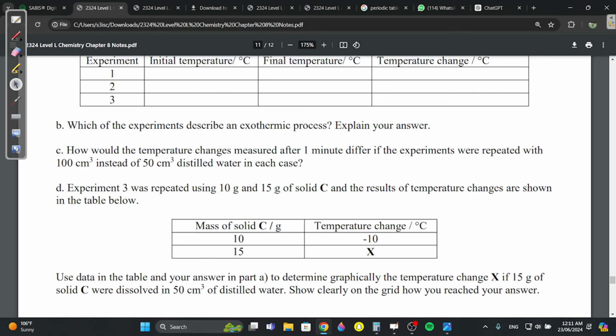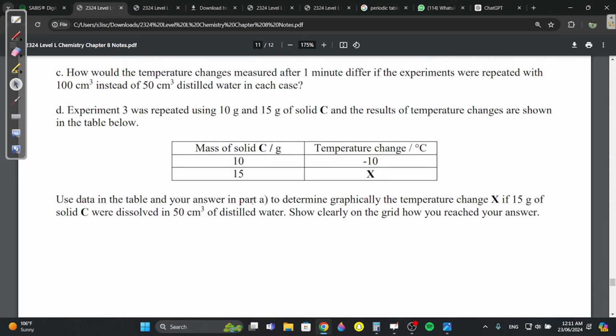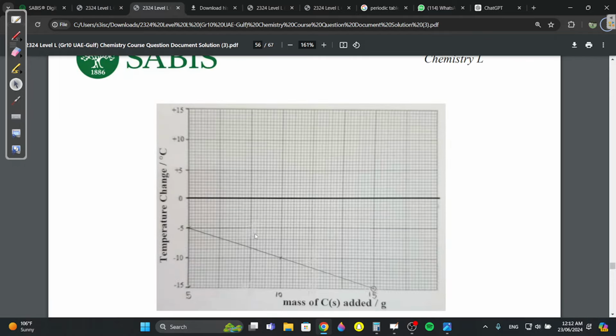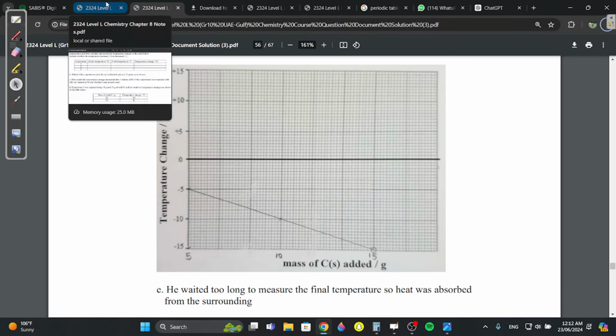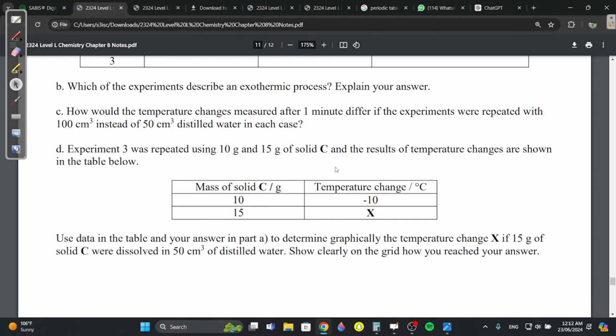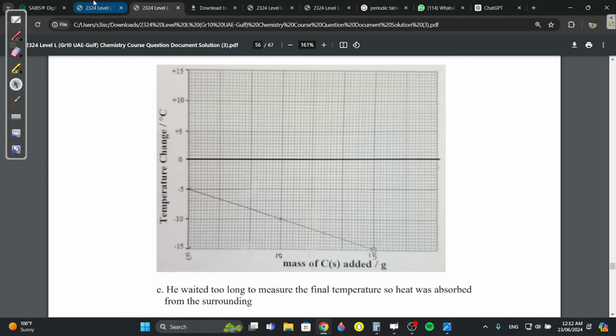Experiment 2 is repeated using 10 grams and 15 grams of solid C, and the results of the temperature changes are shown in the table below. Use the data in the table and your answer in part A to determine graphically the temperature change if 15 grams were dissolved in 50 centimeter cube of distilled water. Show clearly on the grid how you reach your answer. So you have to draw a graph. These are IGCSE questions, yeah. You have to draw and then check from your graph.